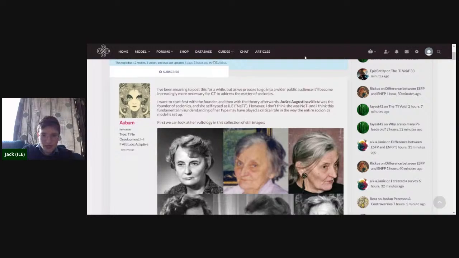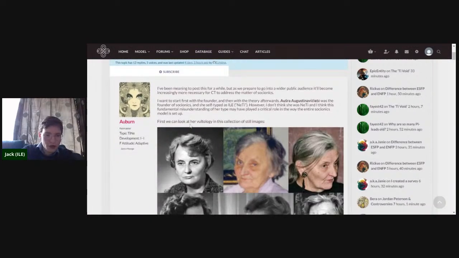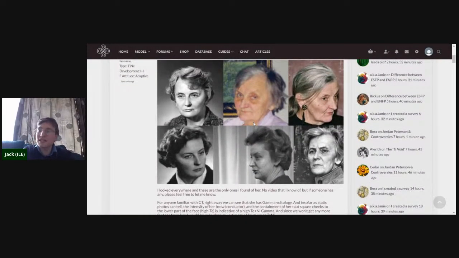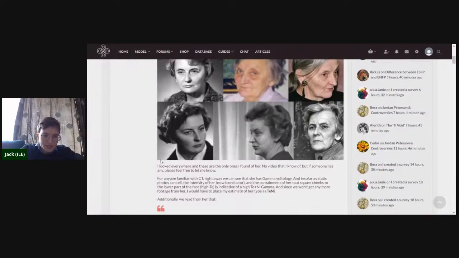So here's what he's done. First we can look at her Vultology in this collection of still images. The way that he's typing her through this is to go into the Vultology, which makes sense if you are a Vultologist, if that is the approach you're using. So she says, I looked everywhere, and these are the only ones I found of her, these images. No video that I know of, but if someone has any, please feel free to let me know.